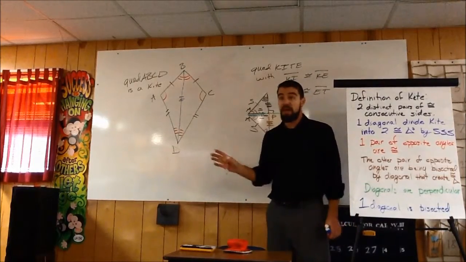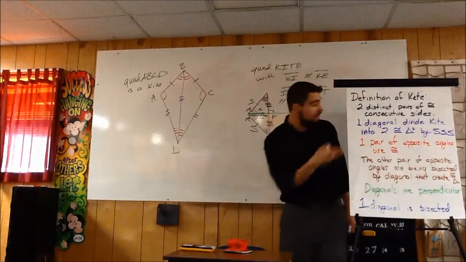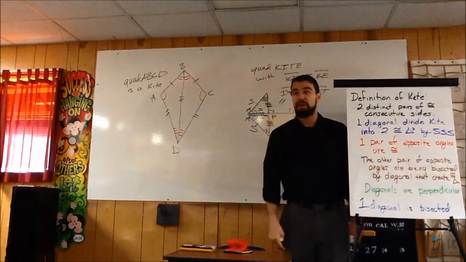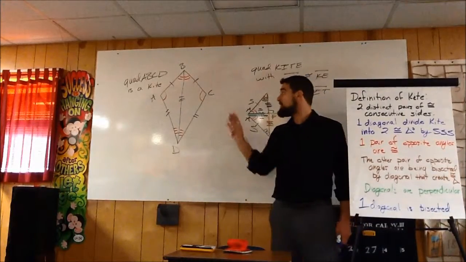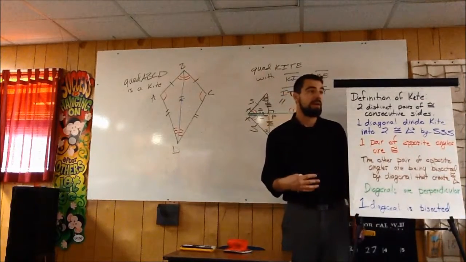So really all we've done is added 1 segment, and we now have 4 of the properties you need to know about a kite. All we've done is added 1 segment to our diagram, and we can see 4 properties that you need to know about kites.